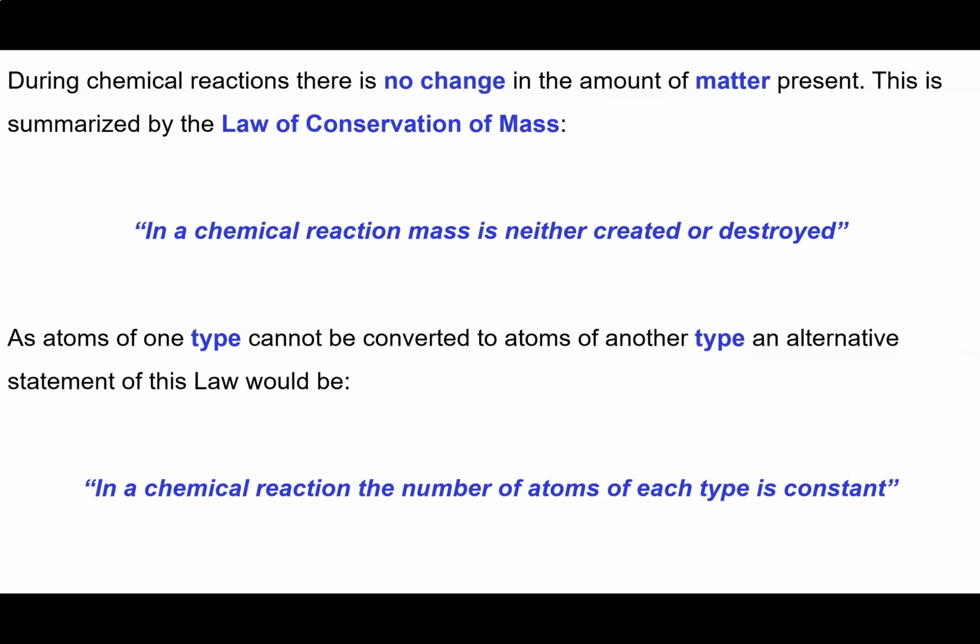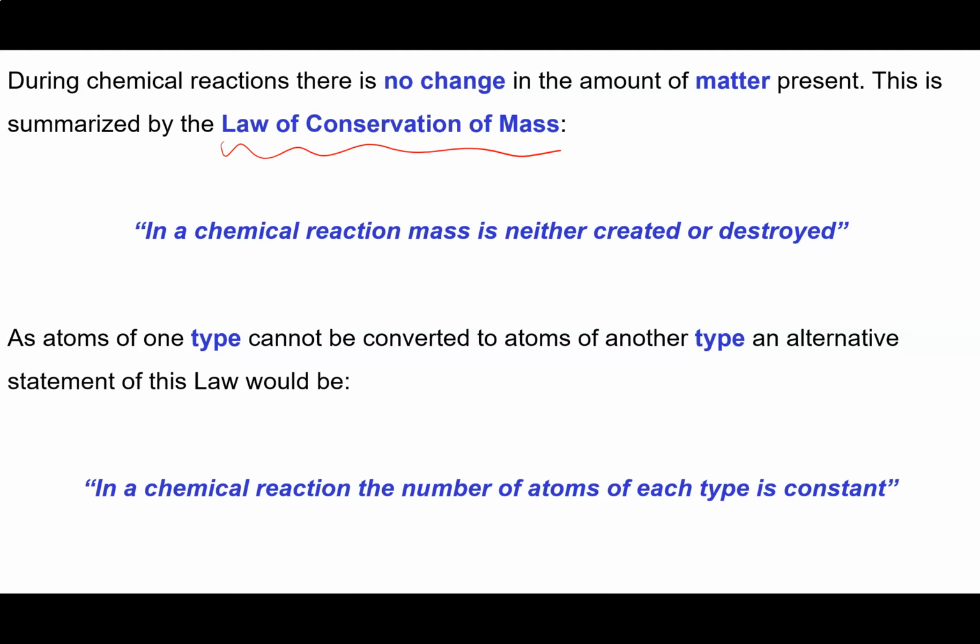An important property of chemical reactions is that there is no change in the amount of matter present. So if I start with 10 grams of things, I'm going to end up with 10 grams of things. The mass of the reactants that I start with is always equal to the mass of the products that I end with. So in a chemical reaction, mass is neither created nor destroyed, and this is referred to as the law of conservation of mass.